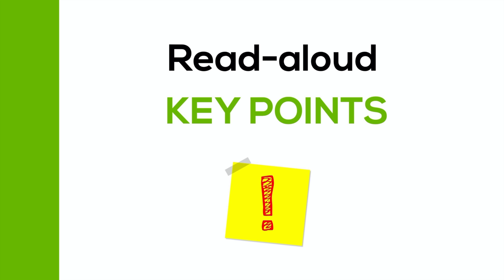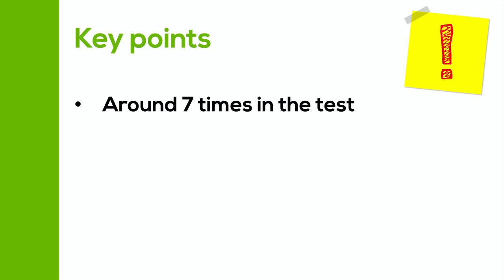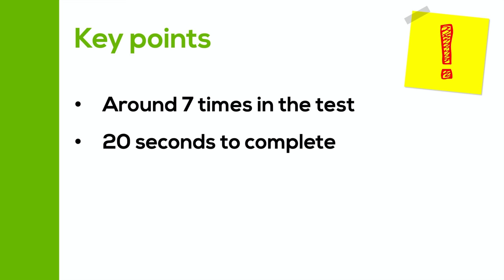Okay, so let's get started with the key points of the read aloud task. This is what this question type looks like when you take the test. And as you can see from this example, the sentence isn't very long. And when you take this test, you will have it around 7 times in the whole test. I've taken the Duolingo test 2 times, and the first time I had it 6 times, and the second time I had it 7 times. So just know you will probably have to do this around 7 times. And you only have 20 seconds to complete this task.